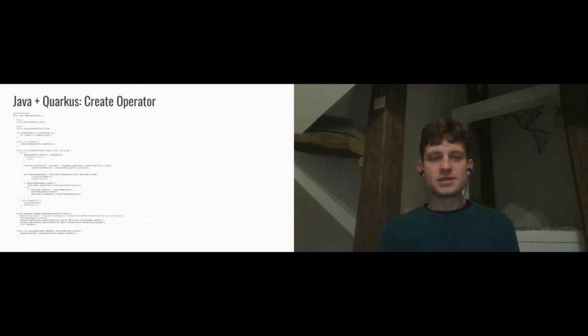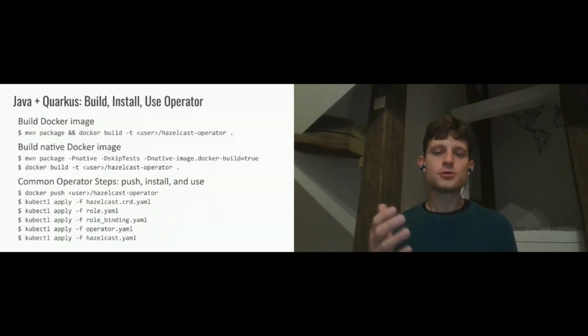Then to build it, we have two options. We can either build a standard Java Docker image, or we can use this Quarkus extension and build a native Docker image, which will run very fast and which will be good in terms of resources. And then to push, install, and use, we execute the same steps as before.